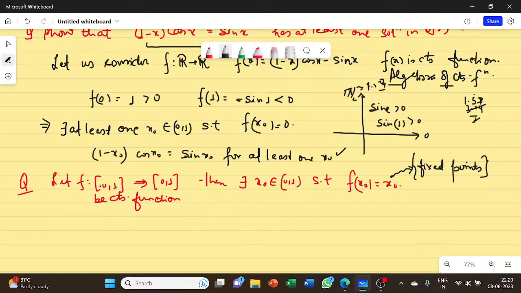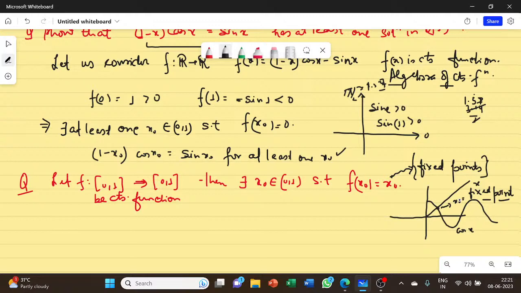Or if there is a function which is mapping to itself, that is f is defined from [0, 1] to [0, 1], and if it is a continuous function, then there will always exist a fixed point, these points where f of x naught is equal to x naught. For example, does there exist a fixed point for cos x? Yes, there does, because if you make the graph of x and cosine of x, clearly there is a point where x naught and cos of x naught are equal. Is that clear? So this particular point is called the fixed point.